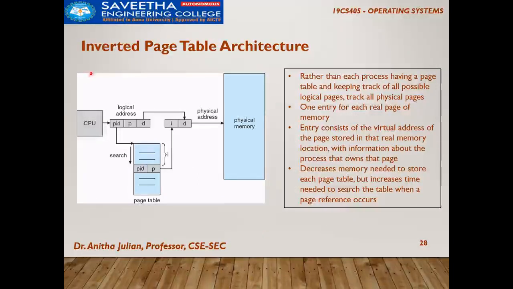And the last method is the inverted page table architecture. So here we are using one more thing called PID. So rather than each process having a page table and keeping track of all possible logical pages, we will track all the physical pages. So there is one entry for each real page of the memory, and every entry consists of the virtual address of the page stored in the real memory. So it will decrease the memory need. For every process we are not having a table, but we are combining it for a particular physical block. For that we are having a table.